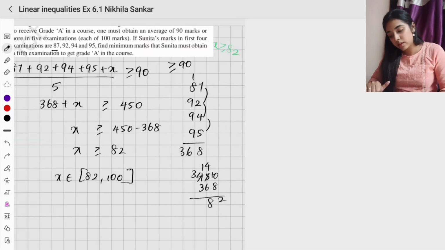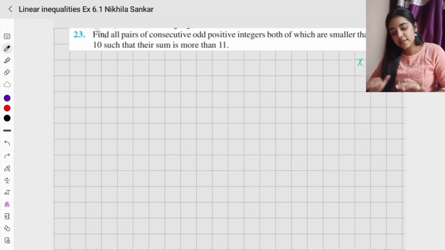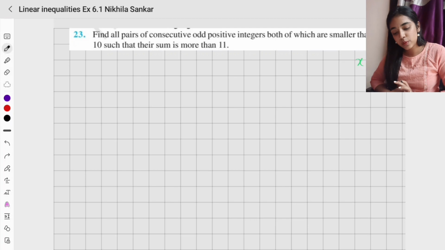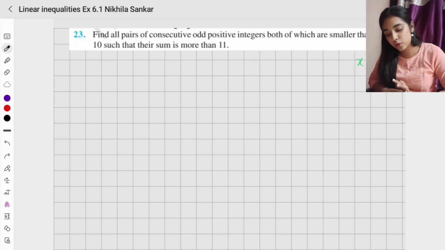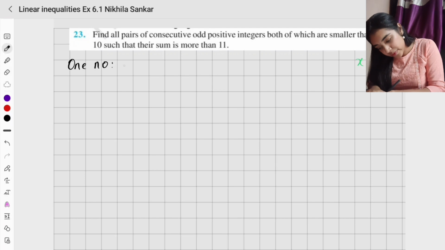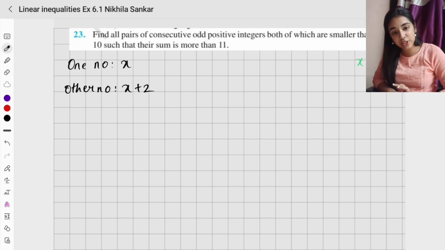Okay. Next question. Find all pairs of consecutive odd positive integers, both of which are smaller than 10. இப்போ நம்ம example question என்ன பார்த்தோம்? We saw that both of them should be greater than 10 ன்னு பார்த்தோம். இப்போ இந்த இடத்துல I'm going to take one number to be x and other number to be x plus 2. Please watch my example question for better clarity. So in that x plus 2. These are my two numbers.